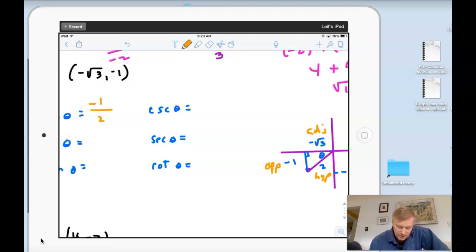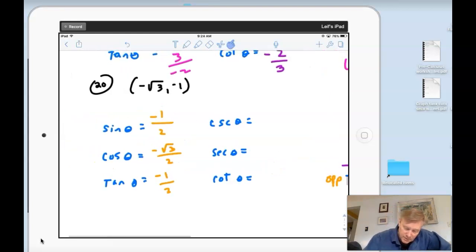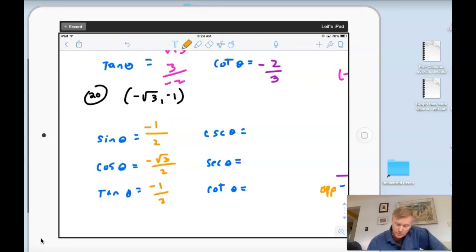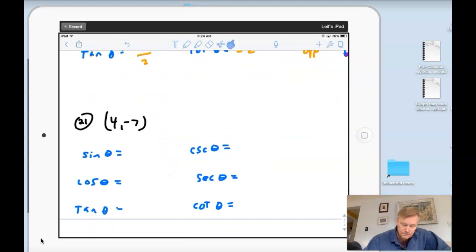Cosine is the adjacent over the hypotenuse, and tangent is the opposite over the adjacent. To find these other three, you just flip those upside down, right? You just have to know which one's which, that the sine and the cosecant go together, that the cosine and the secant go together, and the tangent and the cotangent go together. Okay, there's that one.